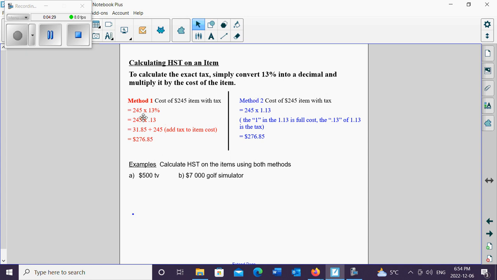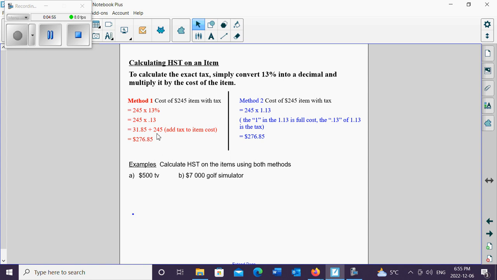But anyhow, if your cost of the item is $245, you're just going to multiply that by the tax. Tax is 13%. We write 13% as the decimal 0.13. So we're going to take 13% of 245. Remember, we talked about "of" being a word for multiplication before. And we multiply it. So tax on $245 is $31.85.